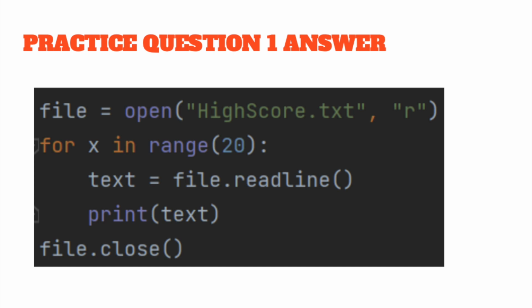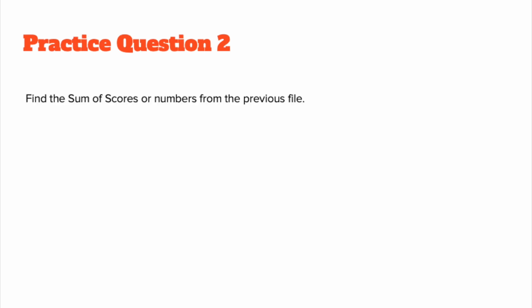Hopefully you got something like this. You've opened the high score text in read mode and into a variable called file, and then for x in range 20, because there should be 10 players and 10 scores, text is equal to file.readline, and then you print text out and then you close the file. If you went the long way and then said line 1 is equal to this, line 2 is equal to this, you've done it the inefficient way, and that will take too much time in an exam. So get used to using loops with files to speed up the process of reading and writing to them.